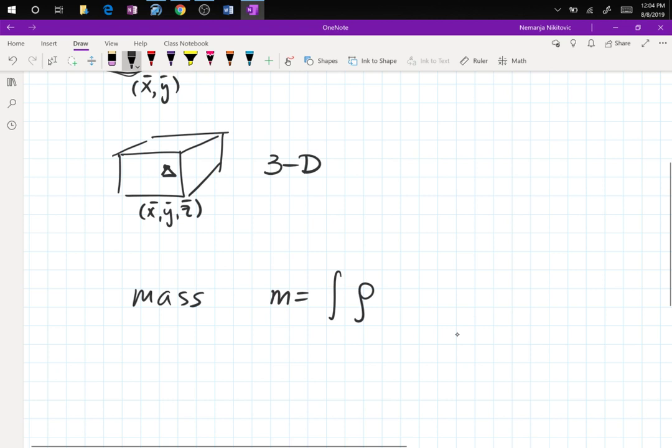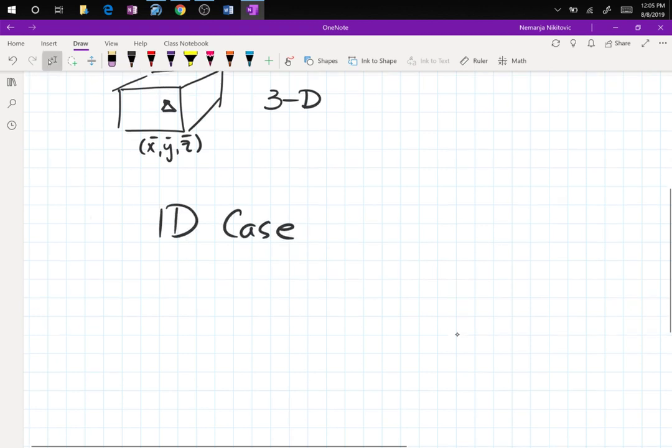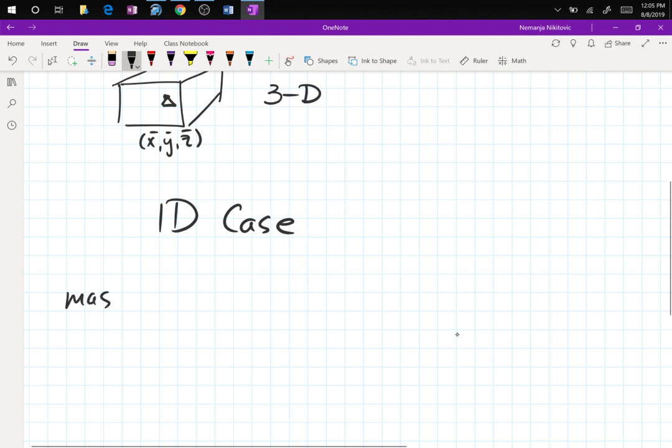So I'm just going to leave it like this. You know what? Let's go with the one dimension before. So 1D case. How about that? So mass in one dimension is given as the integral from a to b, because it's just a long rod or a baseball bat or something. So the integral from a to b of the density function, dx.